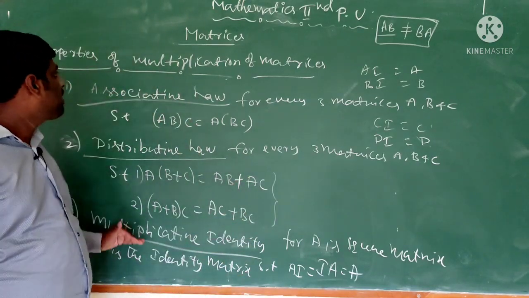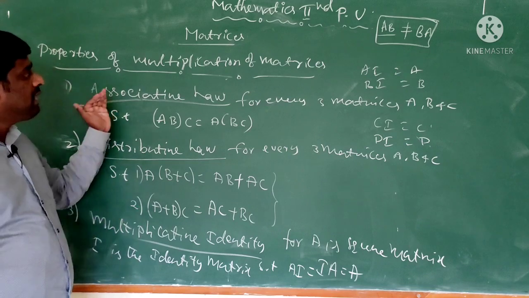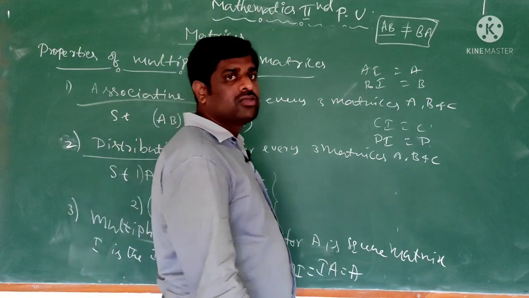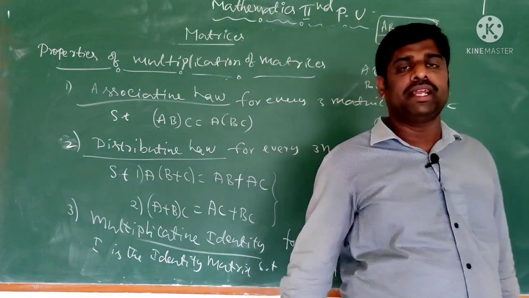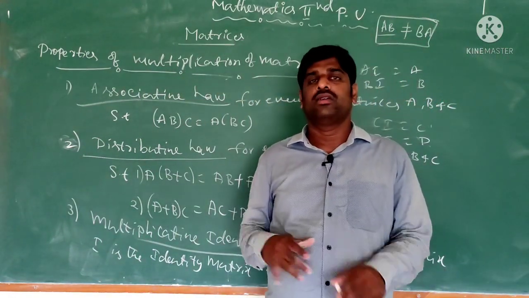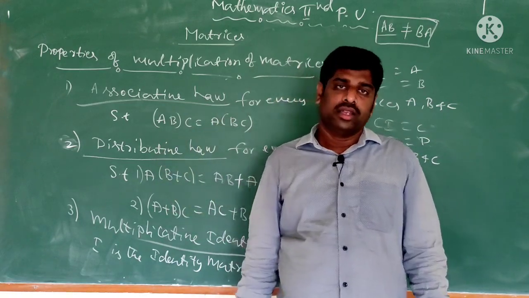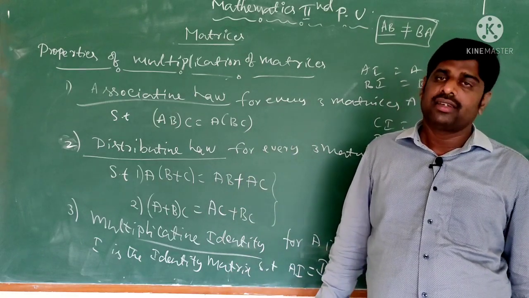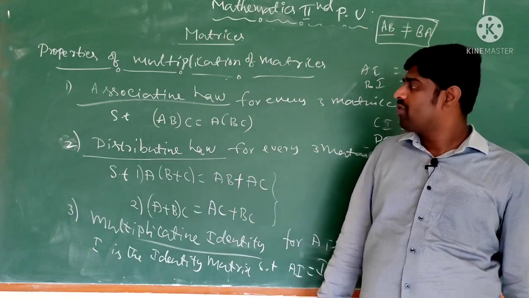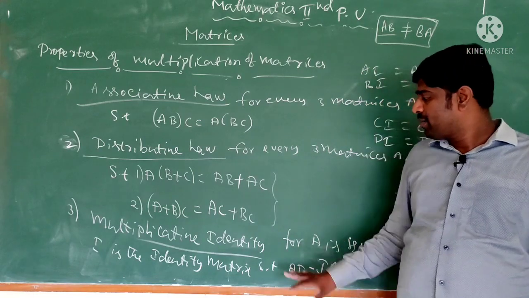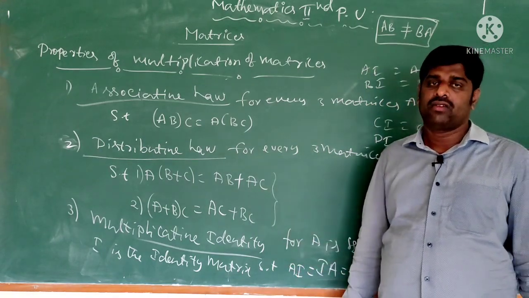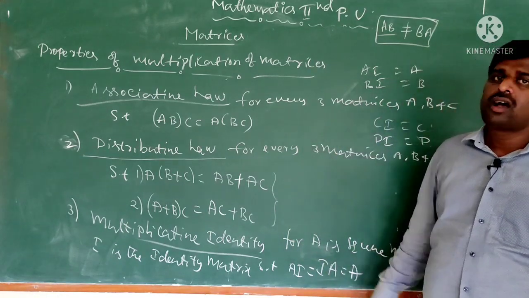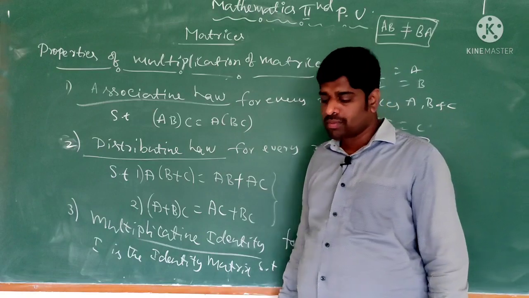These three properties are under multiplication. Okay, so now we discussed what the multiplication of matrices is, and I gave one example including that. Properties of multiplication of matrices: there are three properties, associative law, distributive law and multiplicative identity. Okay, so almost all concepts are covered. Next, based on these operations we will discuss problems.